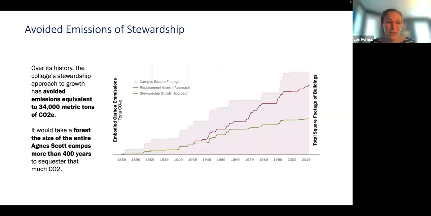Next slide. First, what we wanted to do is understand, retrospectively, looking from the founding of the campus through the present day, the avoided carbon impact of that stewardship approach. And what we found using the CARE tool across their entire portfolio of buildings is that they've avoided approximately 34,000 metric tons of carbon dioxide of just embodied carbon from reusing their existing buildings rather than replacing them over time. To put this into context, they have a 100-acre Arboretum campus. They would have to plant that entire campus with forest and grow it for 400 years to sequester, to draw down that amount of carbon.